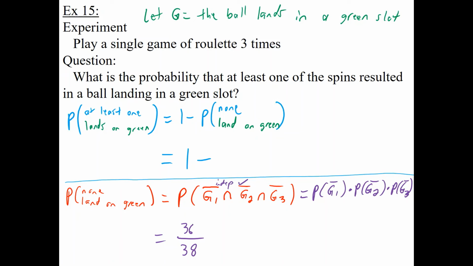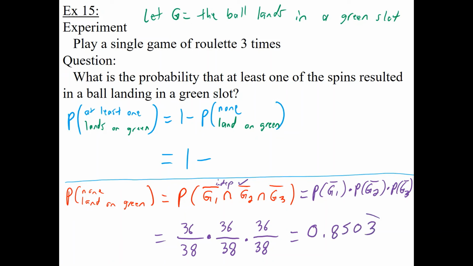Times the probability the second one does not land on green. Remember, it's the same wheel. All the slots are still there, so it's 36 out of 38 again. 36 non-greens, 38 total. What's the probability the third spin does not land on green? 36 out of 38 again. So then you just multiply this out, and you get 0.8503. That's not the final answer.